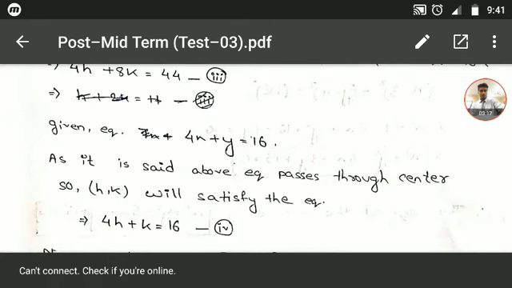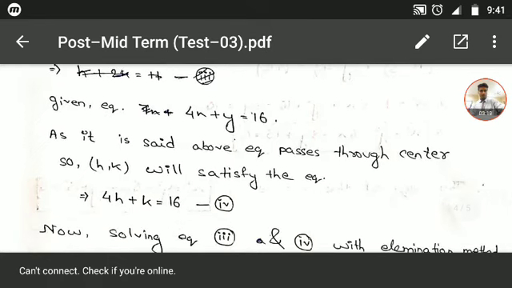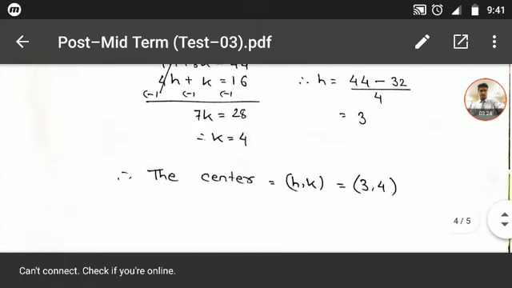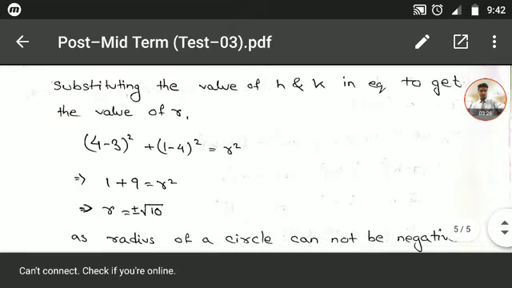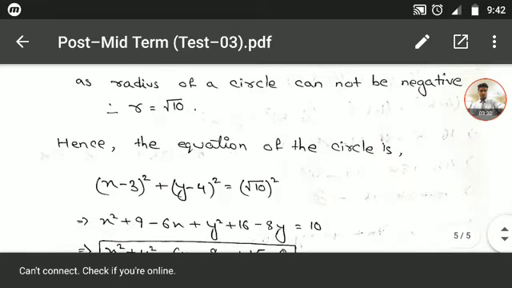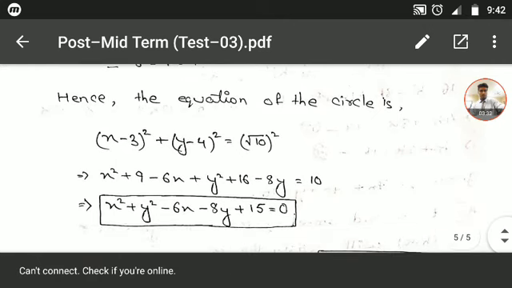So once you put h and k out there, we get equation 4, and solving equations 3 and 4, we get the center as (3, 4) and r square as 10. Okay, so once you put that in, you will get the equation x square plus y square minus 6x minus 8y plus 15 equals 0 as the equation of the circle.